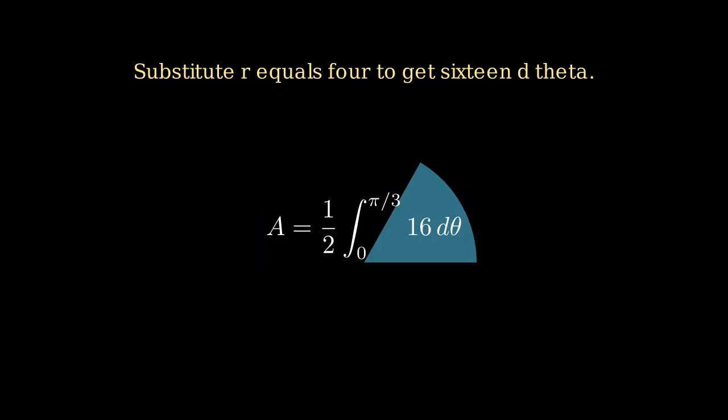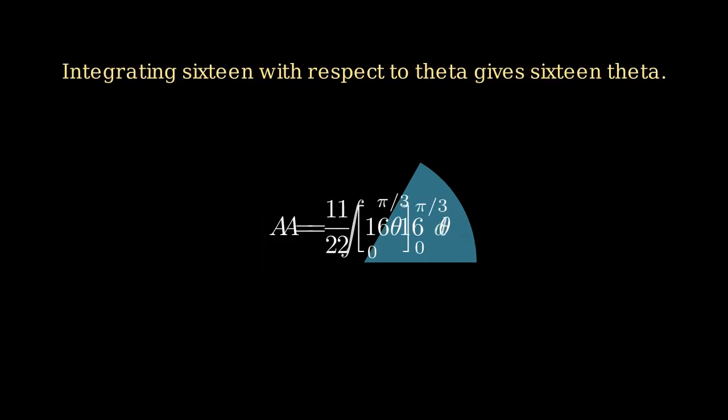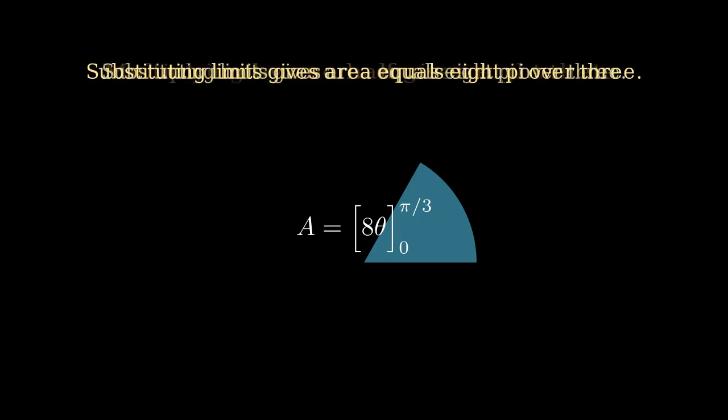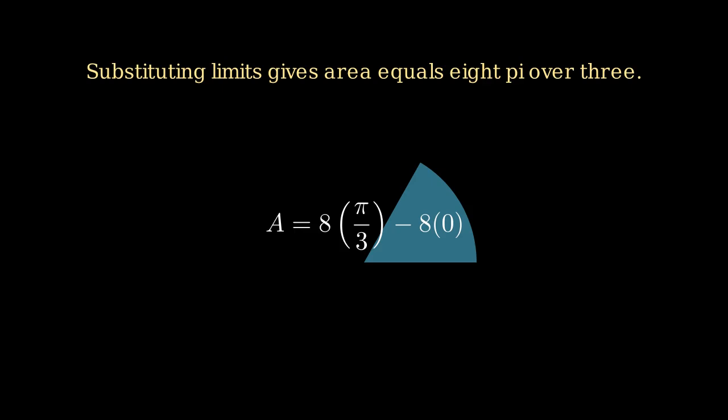Integrating 16 with respect to theta gives 16 theta. Multiplying by the 1/2 out front gives 8 theta, evaluated from 0 to pi/3. Substituting the upper limit, 8 times pi/3 minus 8 times 0 gives an area of 8 pi/3.